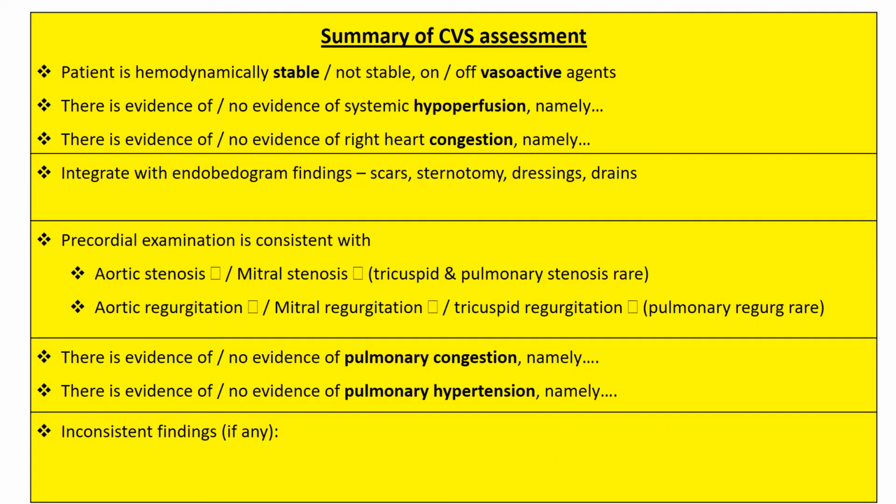So simple. And how do you give your summary of the echocardiogram plus your physical examination of the CVS? You have to say patient is hemodynamically stable or not stable, on or off vasoactive agents. There is evidence of systemic hypoperfusion, namely, as I said, peripheries were cool, the JVP was low, the CVP was low, the cardiac output monitor showed this, and I could hear it was sinus tachycardia, and the low blood pressure and the stroke volume variation, all of these things. Then there's no real evidence of right heart congestion, so there's no pedal edema, etc.